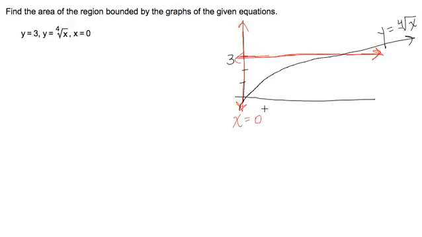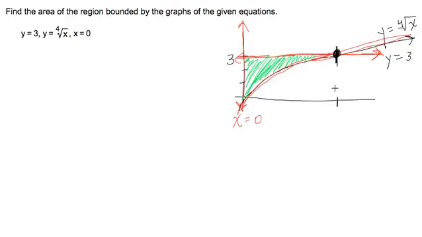Okay, so they're going to intersect somewhere. Oops, there's the fourth root of x. They're going to intersect somewhere out here. And the question is, where is that point of intersection where y equals 3, the equation of that line, intersects y equals the fourth root of x? We need to figure out what is that x so that we can set up our integral to find the area bounded by those three functions.